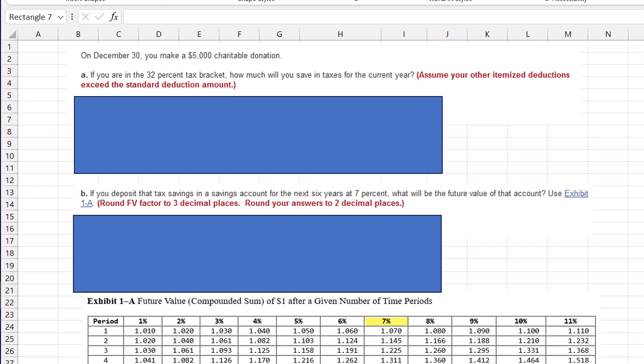Okay, hi everyone. Let's tackle this problem. On December 30th, you made a $5,000 charitable donation. And the first question that we're asked, you can see it right here.